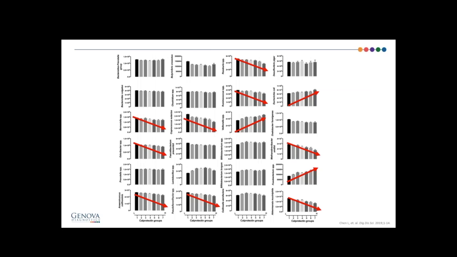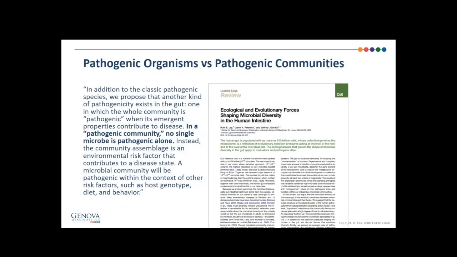In the UCLA study on IBD patients, the algorithm-based score was able to show statistical significance while all individual microbes failed. That's a really important point because it's not like you can look at one of these bugs and say, oh, it's inflammatory, this is bad. It's more about the whole community working together. And that's what this paper, one of their main points was that the pathogenic community, no single microbe is pathogenic alone.